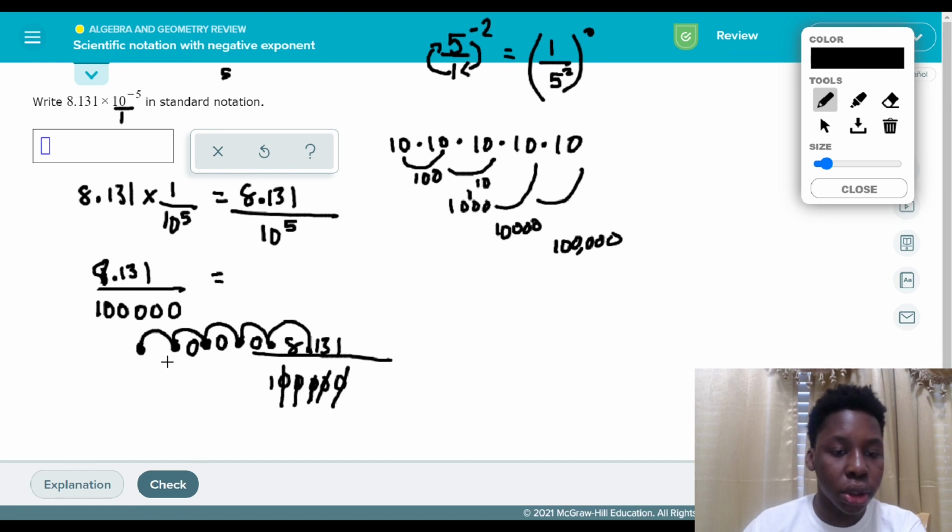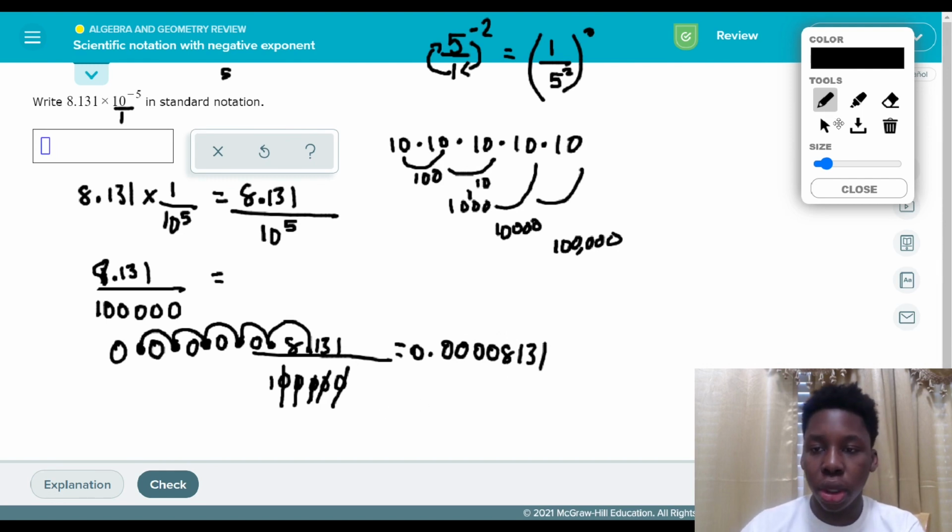Okay, so this is 0. And since this is a point, there has to be a 0 in front of the point. This is the last point that we have, and the 0 has to be in front of that point. So basically this is equal to 0.00008131.